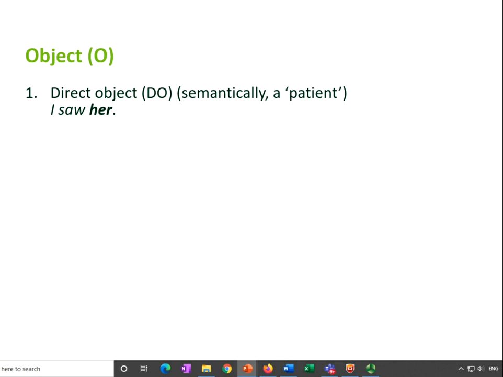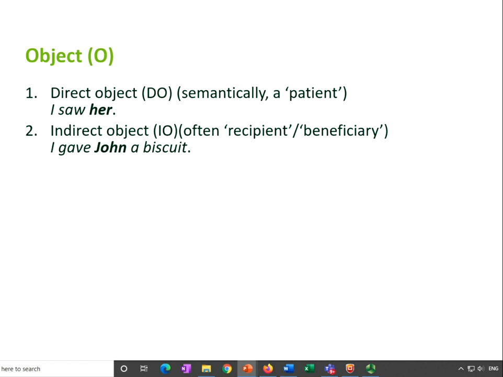Okay, now the object. There are two types of object. First, the direct object, I saw her, and semantically that would be patient rather than agent. But we also have the indirect object. I gave John a biscuit. So John is the indirect object. He's the recipient, if you like, of the biscuit.